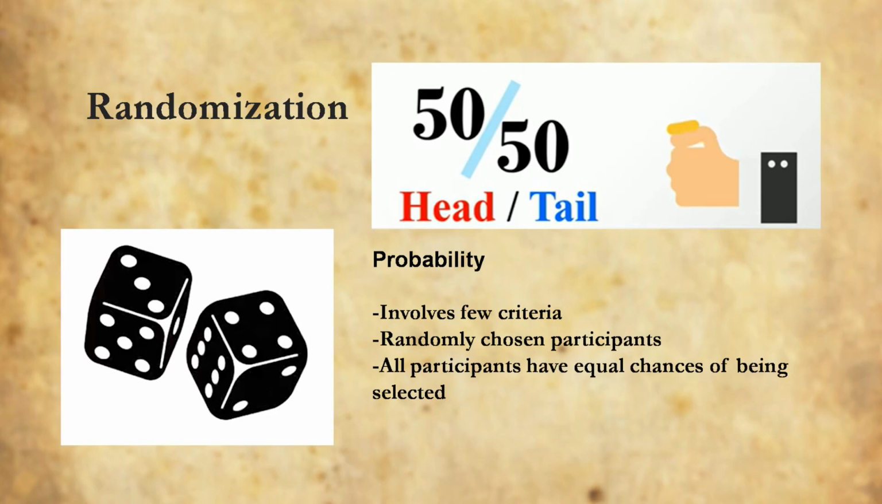Randomization is the concept that helps us explain what probability is. And probability involves a few criteria where each item or participant is chosen randomly, and all the participants have equal chances of being selected. We will come down to the first type of probability sampling, that's the simple random sampling method.